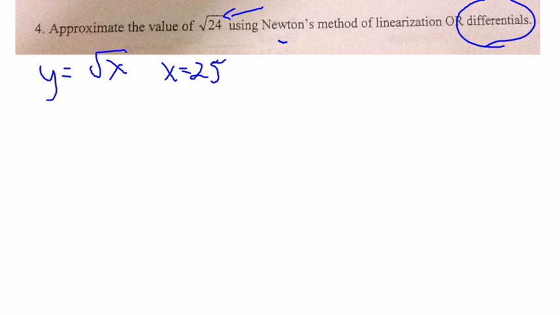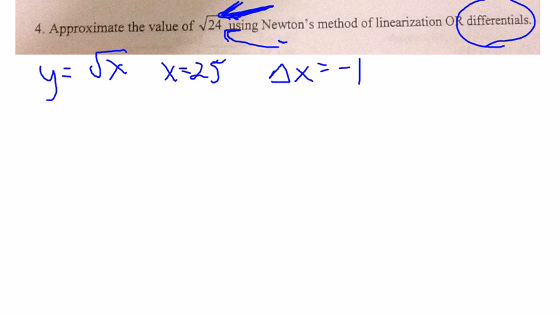And then I need to know how far is 24 from the 25. So it is 1 less. So my change in x to get from the one that I know, 25, to one that I want to know, 24, is equal to negative 1. If, say, this was 23, then I would want to use a delta x of negative 2.